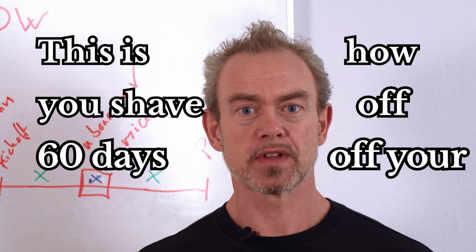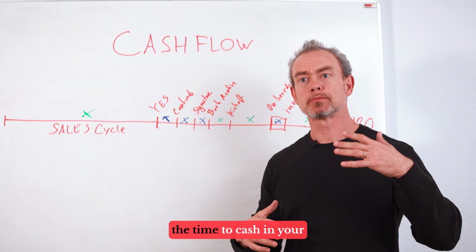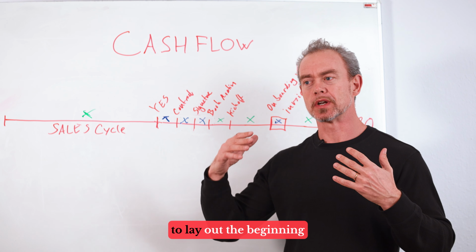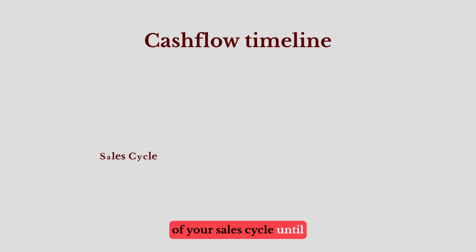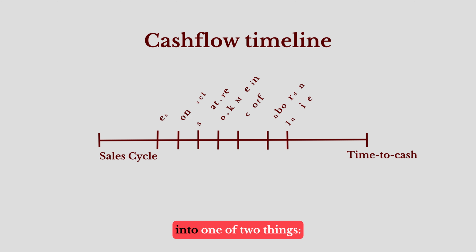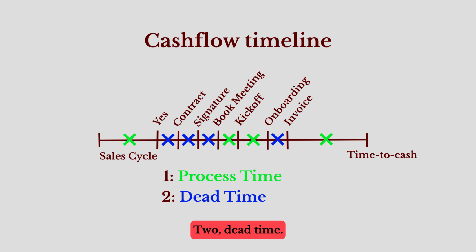This is how you shave off 60 days of your time to cash. So if you want to shorten the time to cash in your SaaS business, what you want to do is lay out the beginning of your sales cycle until the time to cash on a timeline, and then you want to divide each step of the timeline into one of two things. One, process time, and two, dead time.